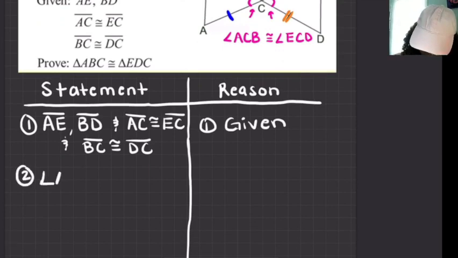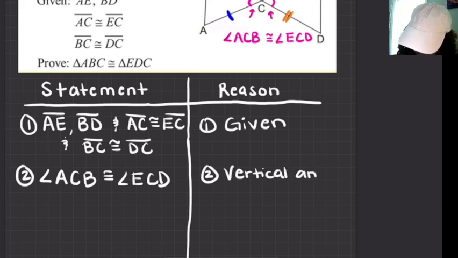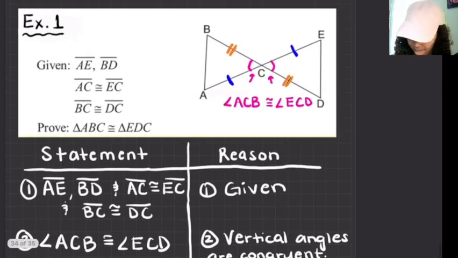So the next statement in my proof is going to be that angle ACB is congruent to angle ECD. And the reason is going to be because they are vertical angles, and vertical angles are congruent. Okay, vertical angles are congruent.